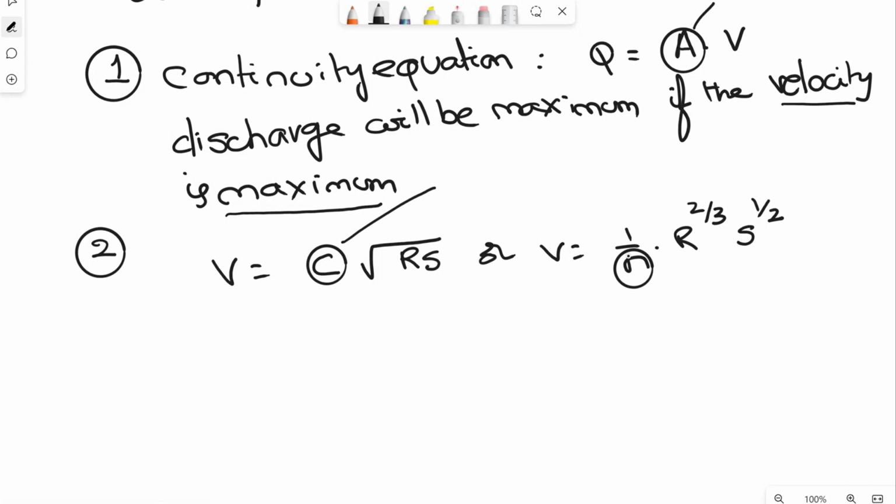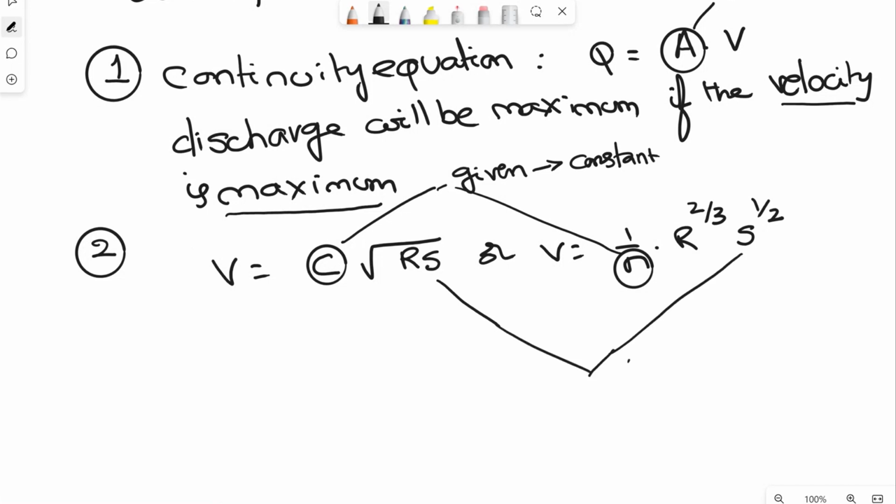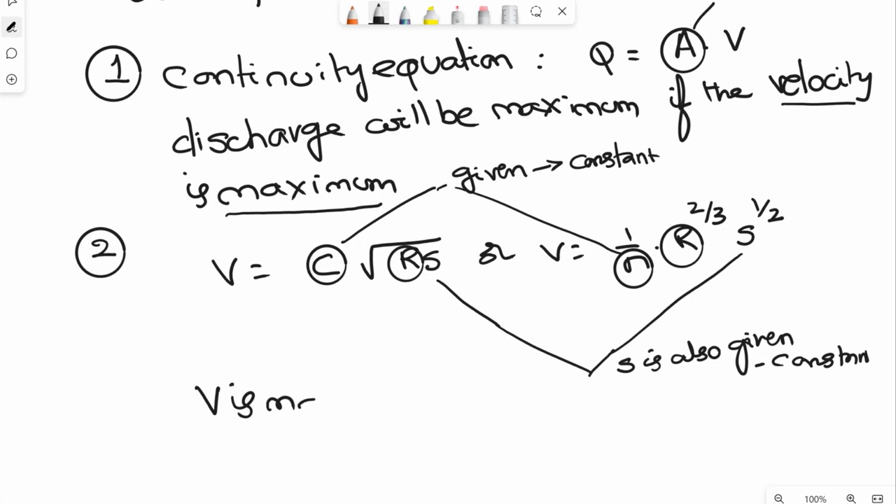Chezy's or Manning's, what they mentioned, these two are roughness coefficients. So they are given. Given means what? They are constant. Then this is also given, the bed slope. So that is also given. So given value means constant value. So what is the remaining? V depends on only R. So V is maximum if R is maximum. This is the second point.